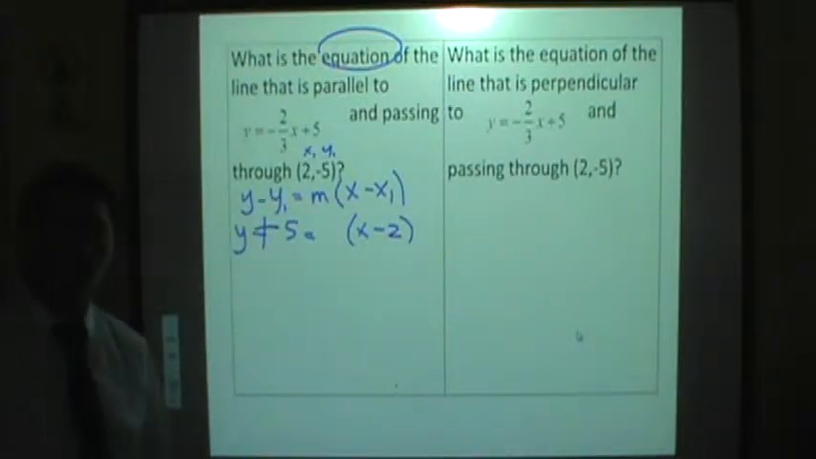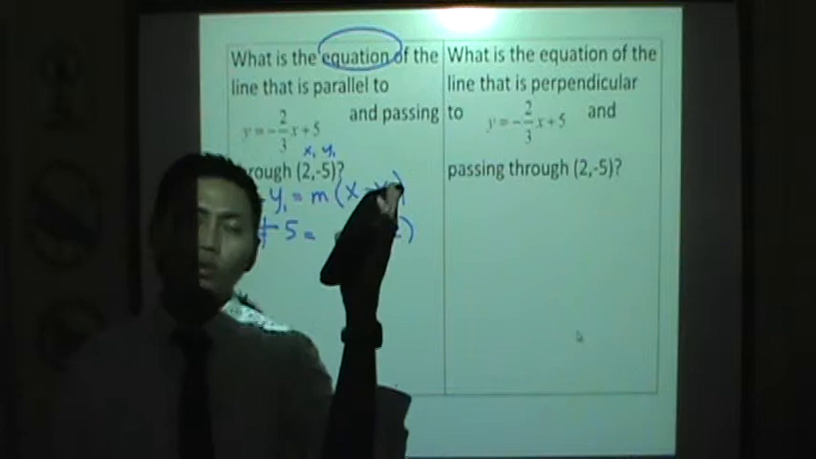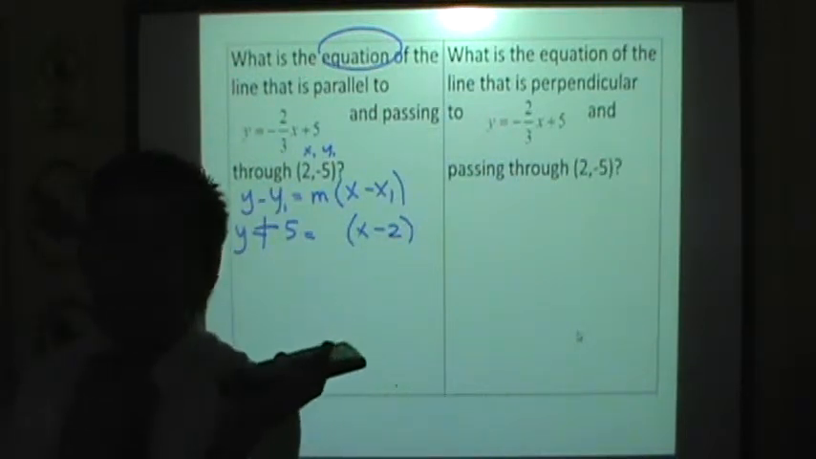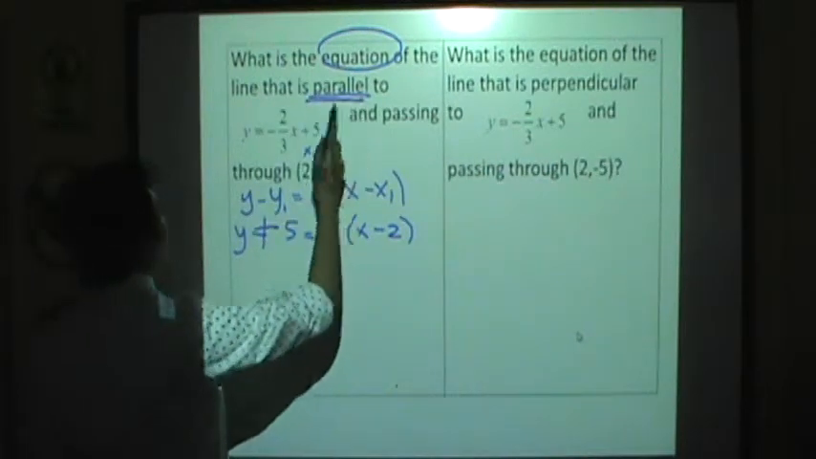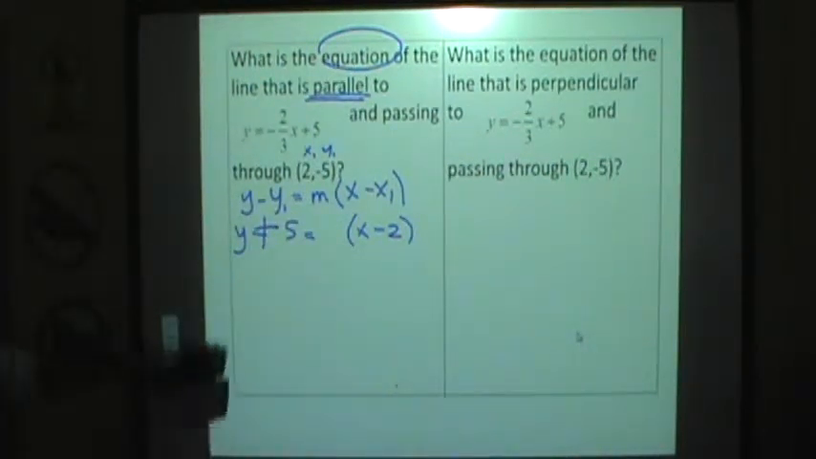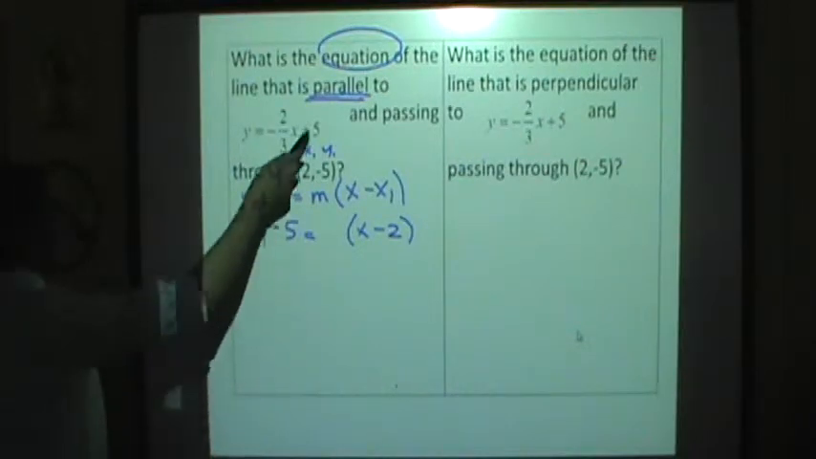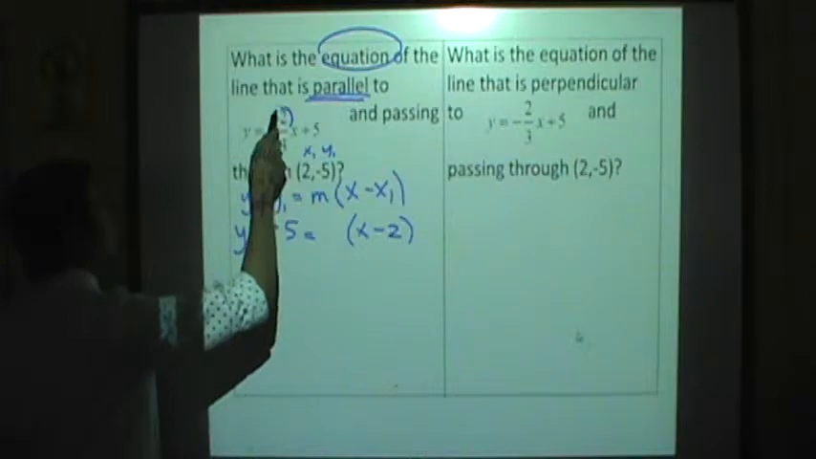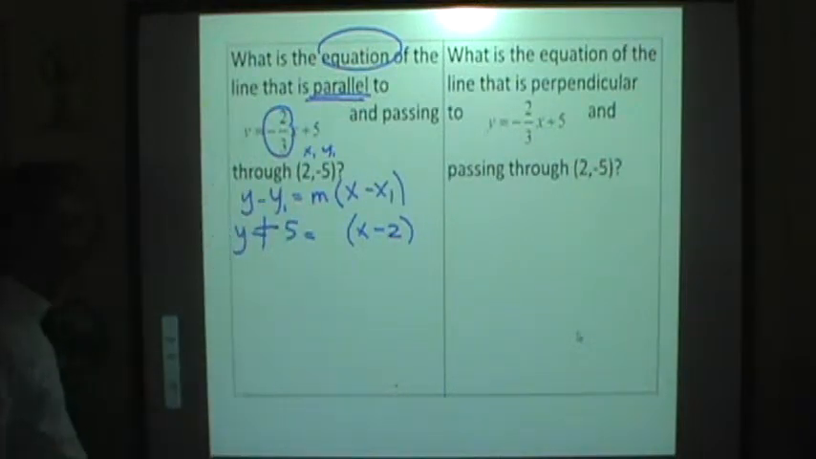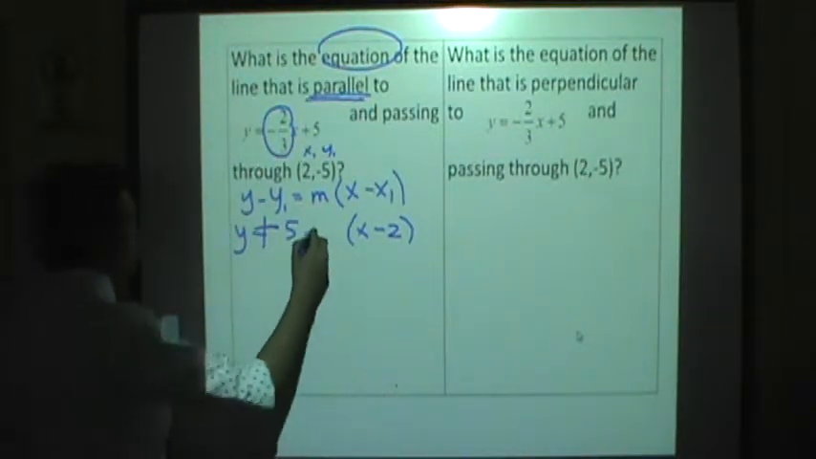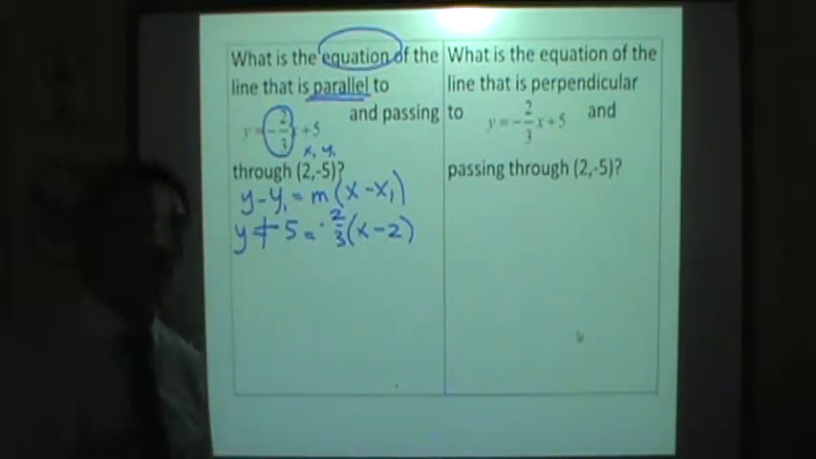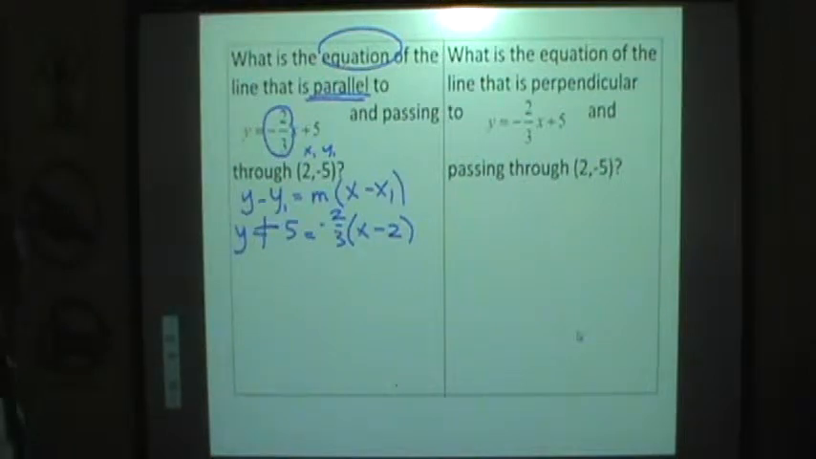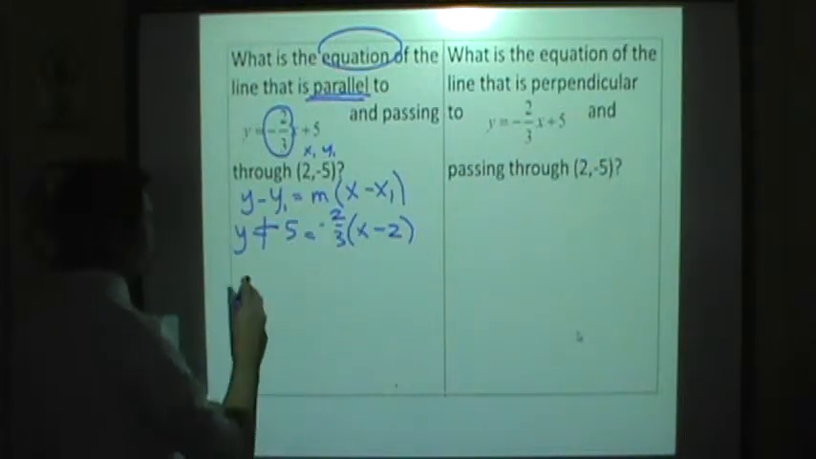Now, in our class we agree that for two lines that are parallel, they must have the same exact slope. The problem here is asking for the equation of a line that is parallel to this one. If they're parallel, then they should have the same slope. But what is the slope of the first one? Of course, the slope is -2/3. So why don't we just go ahead and use that -2/3, because if they're parallel, they should have the same slope. So here we go, -2/3.